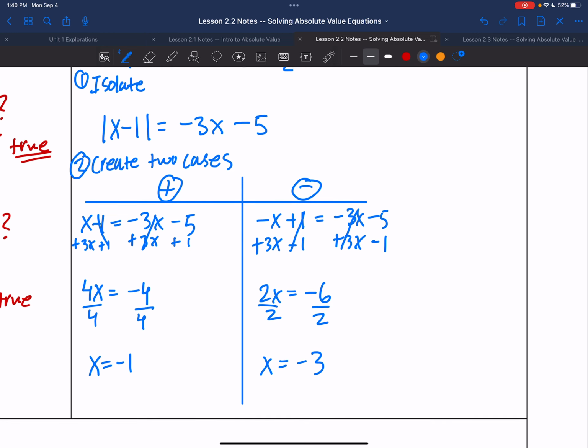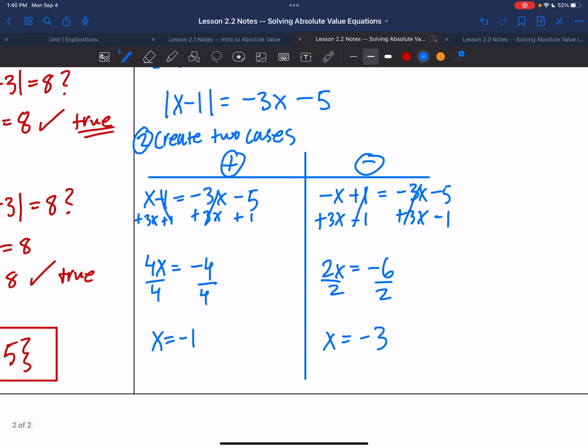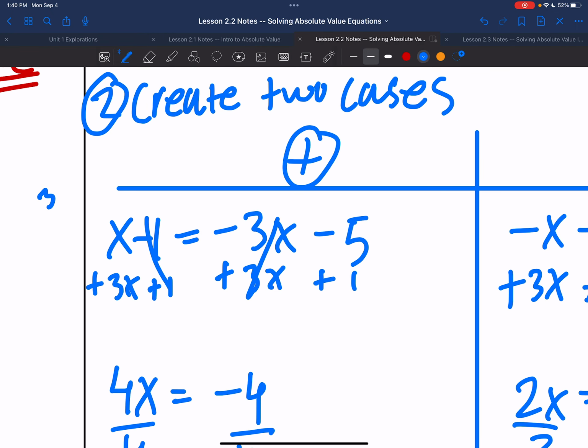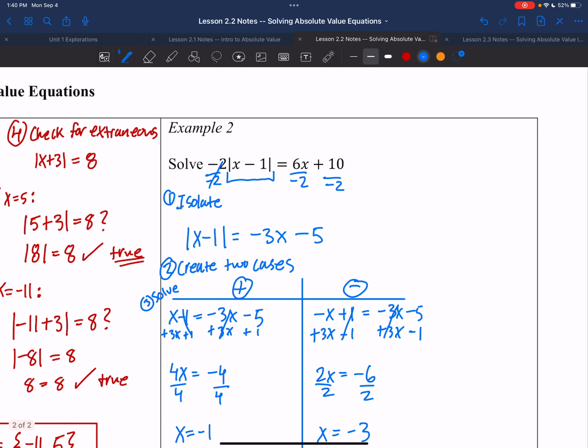Now, do both of these solutions work, right? Remember, this was step 3. This was to solve. Do both work? So I'm going to come all the way back up here. Here's 4. I'm going to check. Now, I'm going to take the isolated case because it's just easier because it's simplified, right? You've isolated the absolute value expression, so it's easier to check.